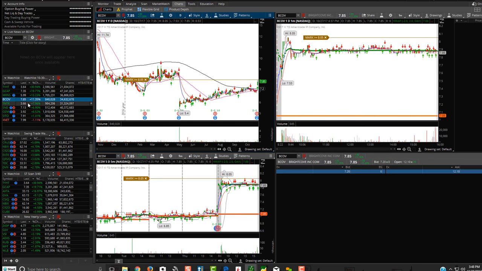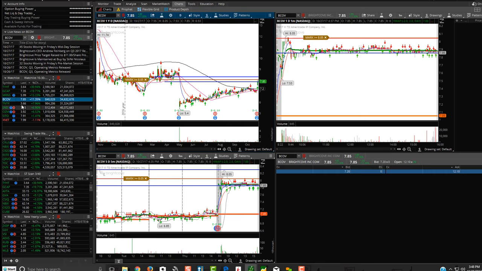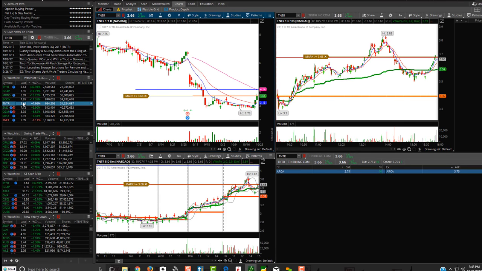Let's take a look at a couple more here just to see if there's another one that might look good. Okay, perfect example right here. You can see there's some resistance right here on TNTR. You'll see 1, 2, and then a third area, kind of a rejection, three areas of potential resistance.